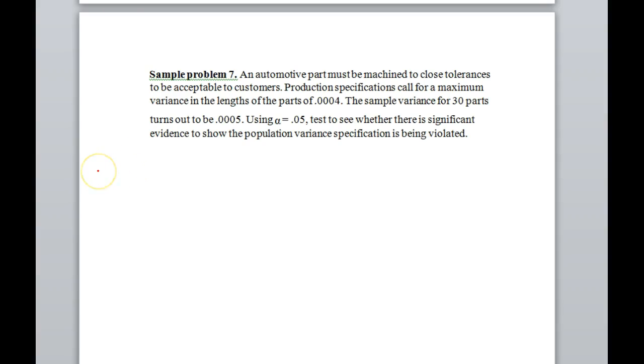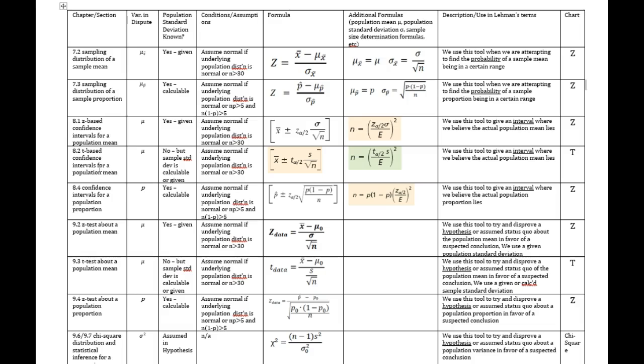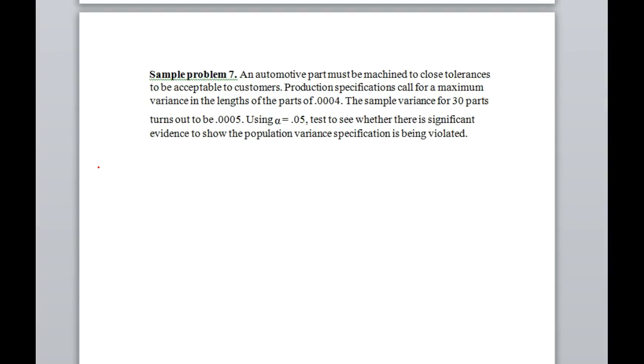So the first thing we know is that because we're working with variance, we have one test for that. That one test, we can look at the grid, is the chi-squared distribution for statistical inference of population variance. That's what our test statistic is there. Just because we're working with variance, we know we're going to be working with chi-squared, and our hypothesis needs to reflect as such. So let's start the hypothesis test.